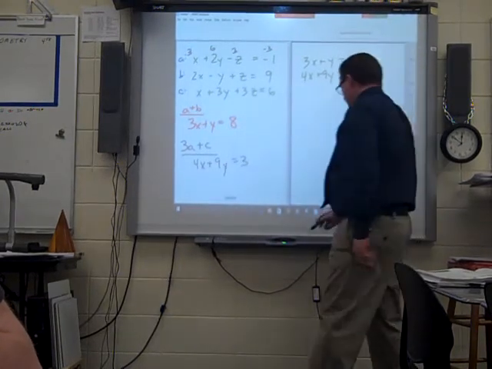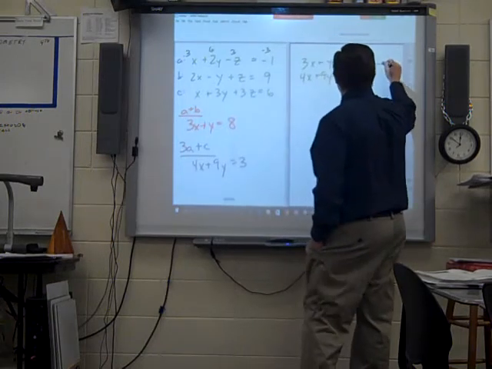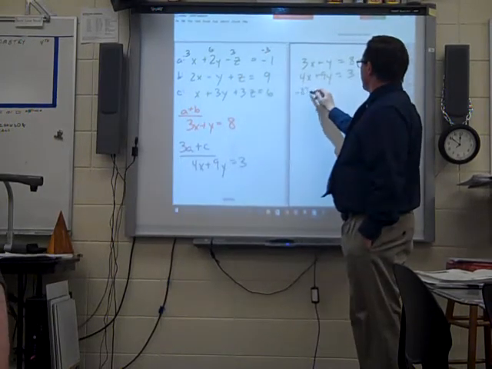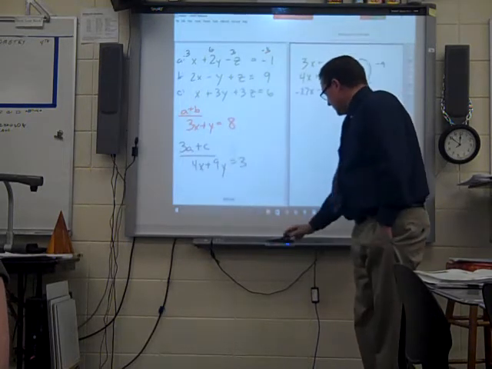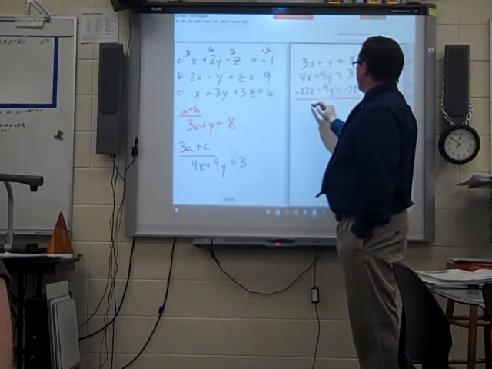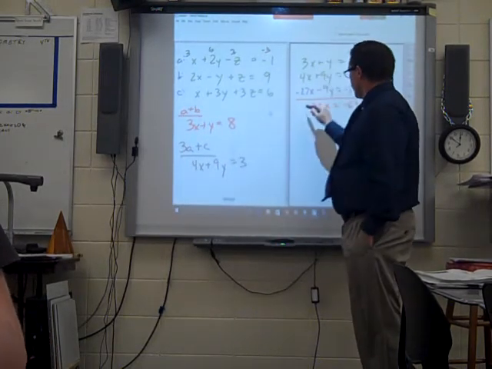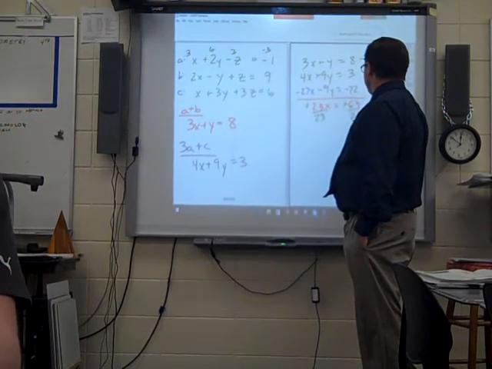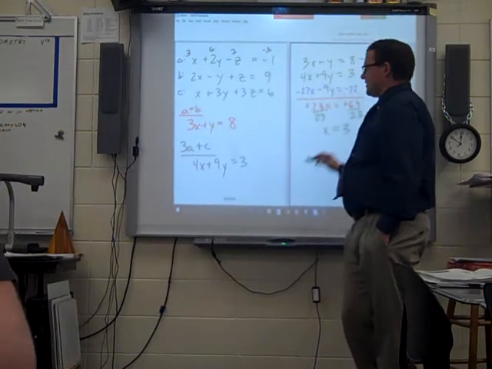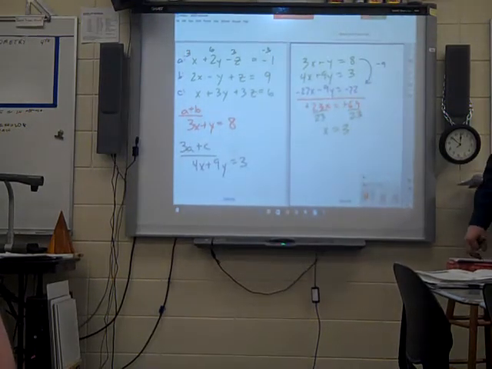All right. So then I'm going to multiply this top one by negative 9. And write negative 27x minus 9y equals negative 72. When I add those up, I get negative 23x equals negative 69. Tell you what, let's make them both positive. Divide by 23. Oh, look at that. X is 3.